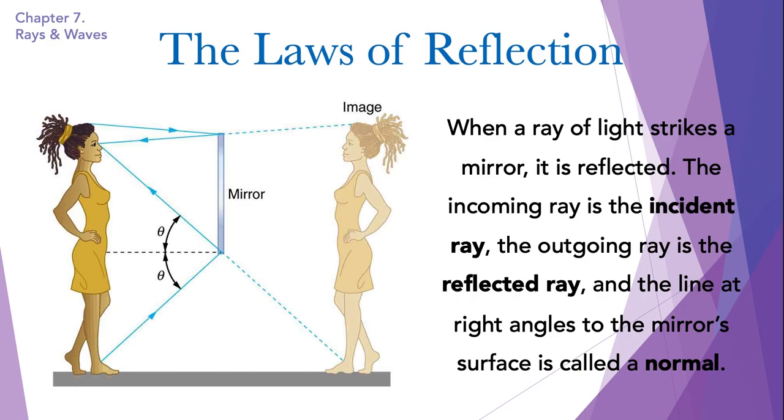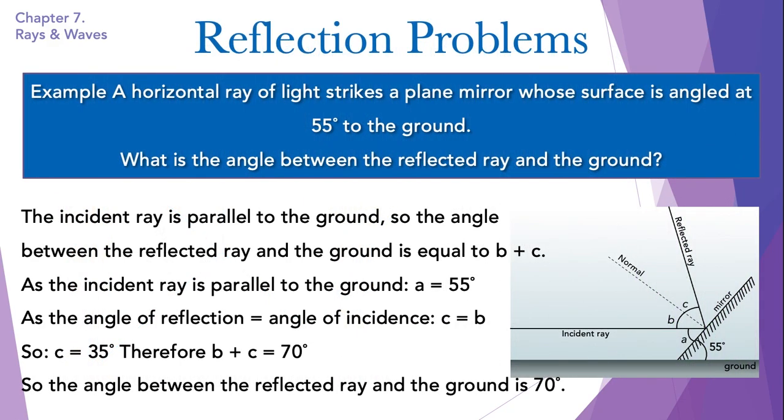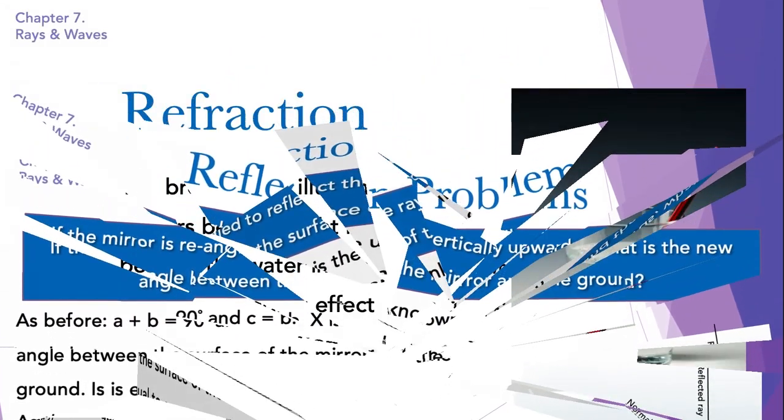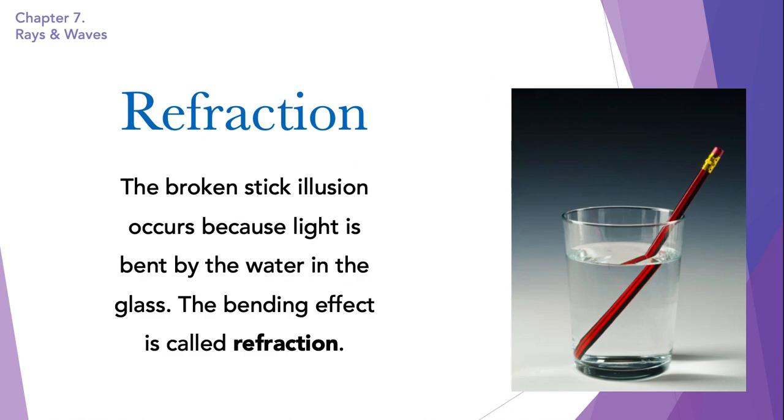So now that we've understood reflection and we've also done some questions related to reflection, we are going to move now towards refraction. The word refraction means fractured. First, let's understand what refraction is. Here you can see the broken stick illusion. This illusion occurs because light is bent by the water in the glass. This bending effect is called refraction, so it feels like the stick is broken. The word refraction is related to the word fractured, which means broken.